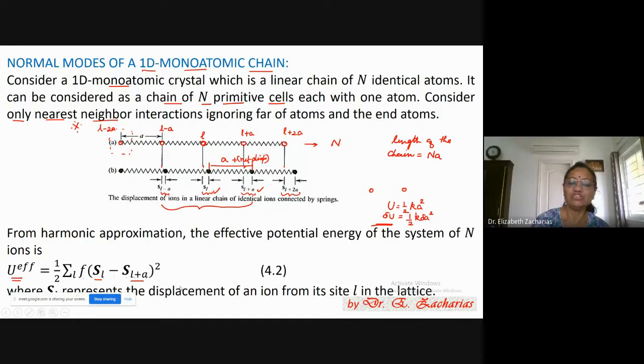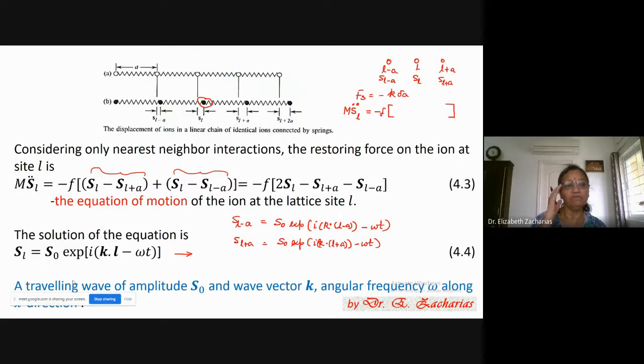Then we write the potential energy, assuming nearest atom interaction and using the equation U is equal to half Ka square. I'm talking of physics, half Ka square. We are able to get the effective potential energy of the entire crystal as half summation f of S of L minus S of L plus a, whole square, where this small f is your spring constant K that you studied in physics 1. Then we also talk about the restoring force acting on one of the atoms at L because of the atoms at L minus a and L plus a, and set up the equation of motion.